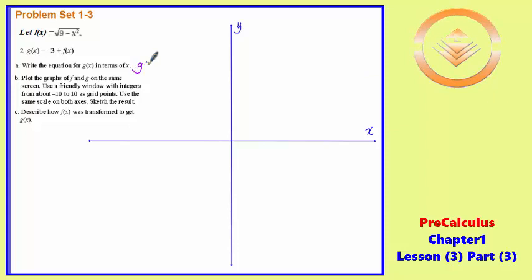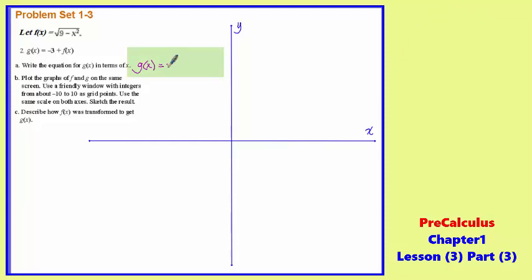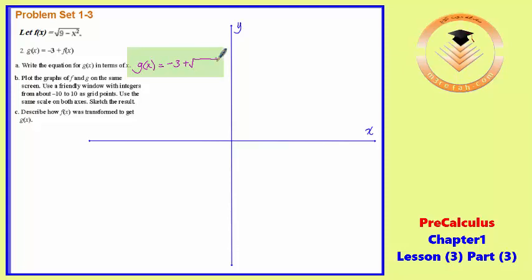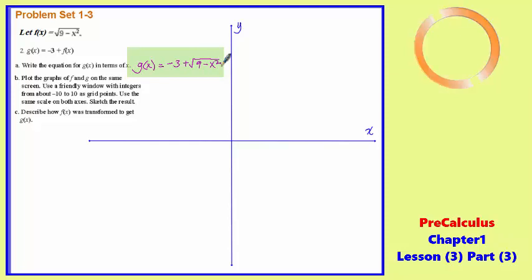Our g of x, given the function f of x is equal to the square root of 9 minus x squared, then just follow the given function. We have the square root of 9 minus x squared, and our g of x is negative 3 plus the square root of 9 minus x squared.